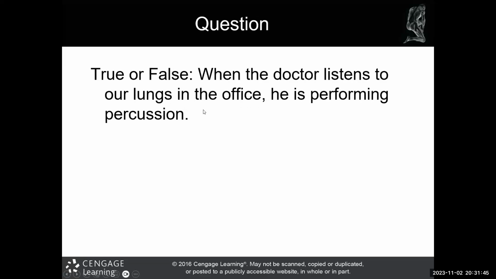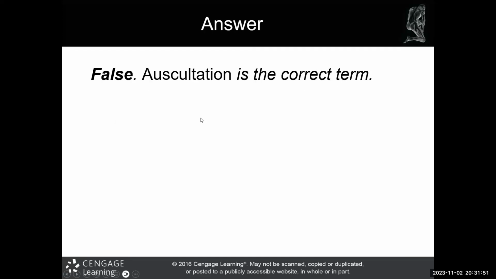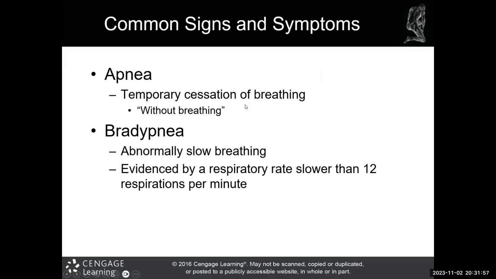True or false? When the doctor listens to our lungs in the office, he is performing percussion. False. That's what I was saying. I got it wrong. Auscultation is the correct term. I had them mixed up.